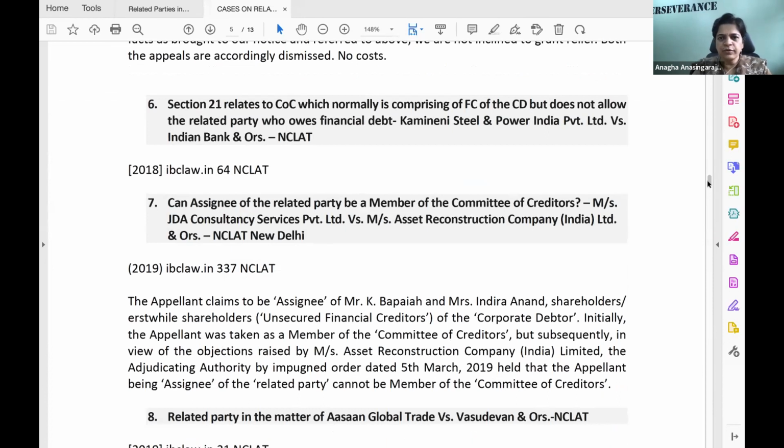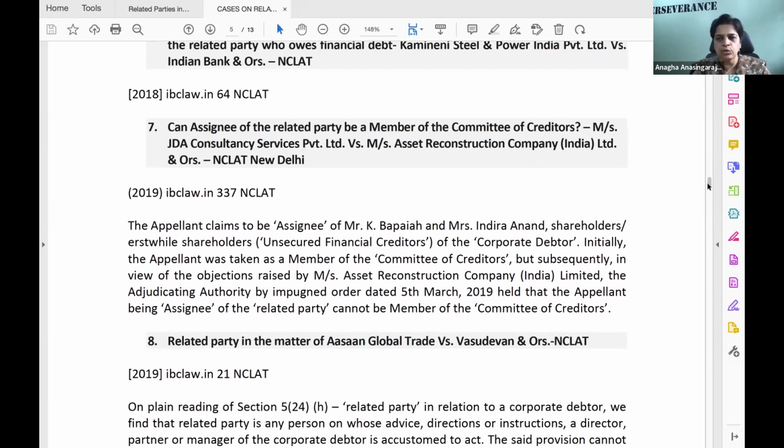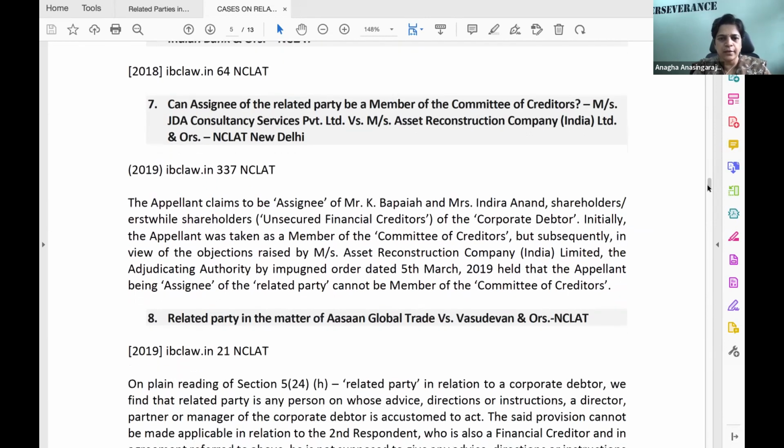Now, Section 21, so the Phoenix ARC judgment, which we saw, is another case on that. Section 21 relates to the COC, which normally comprises the FCs of the CD, but does not allow the related parties who owe the financial debt. So related parties cannot be included on the COC. NCLAT Delhi: can an assignee of a related party be a member of the committee of creditors? This case we also discussed: if the original creditor was a related party, then this loan, this debt, also gets tainted.